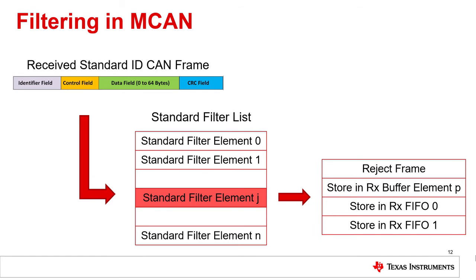In MCAN, for each valid frame received, if the frame has an 11-bit standard identifier, it is sequentially checked with the standard filter list until a matching filter element is obtained. In case of a 29-bit extended identifier, the extended filter list is referred to. Based on the matching filter element configuration that is done at the time of module initialization, the frame can either be rejected or accepted and stored in either an RX buffer element or in one of the RX FIFOs.